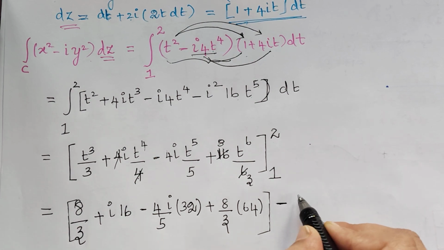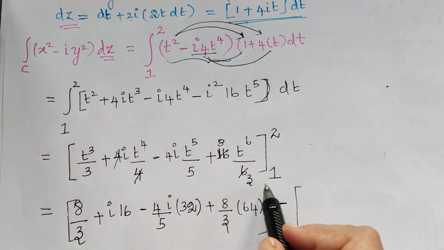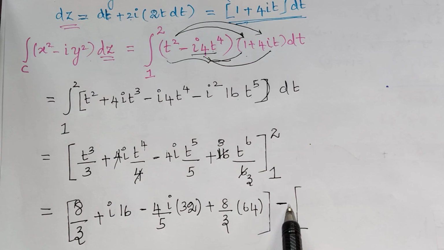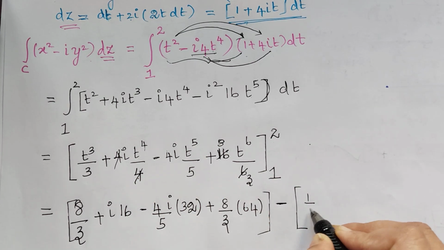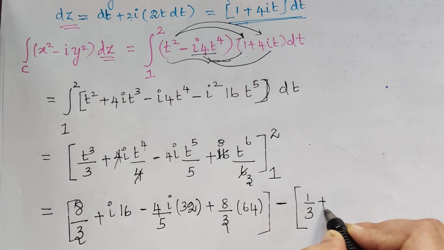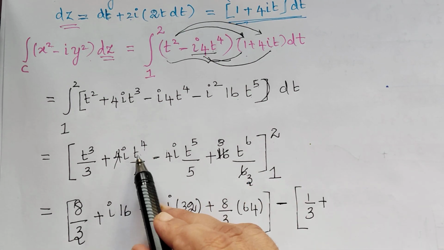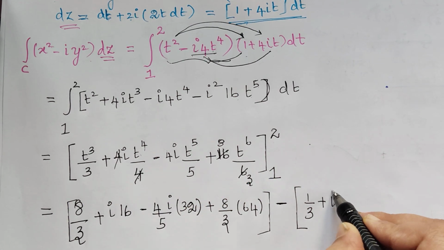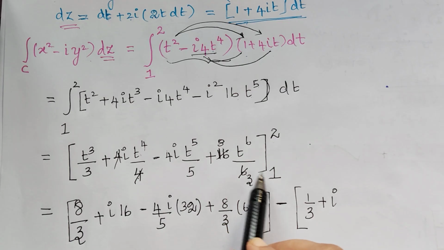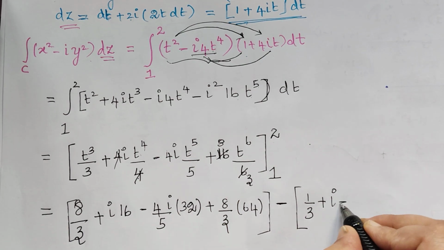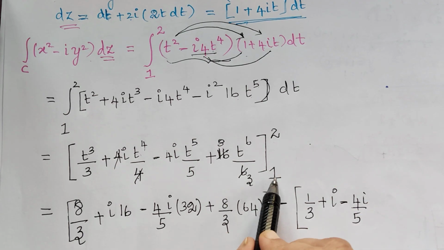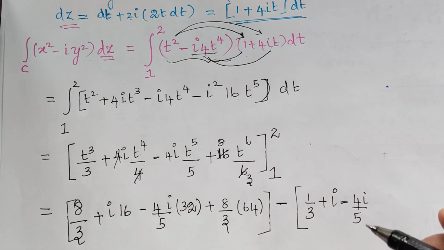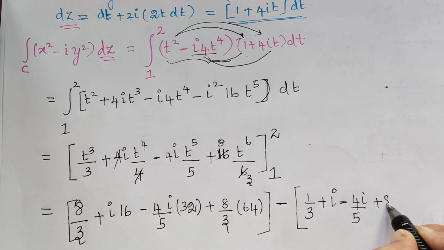So minus, when we see, we will just apply the limits first and then we will take this negative sign within. So when you apply 1 here, it will be 1 by 3 plus 1 by 1, so it will be only i. And then when you apply 1 here, it will be minus 4i by 5. And then when you apply 1 here, it will be 8 by 3. So plus 8 by 3.